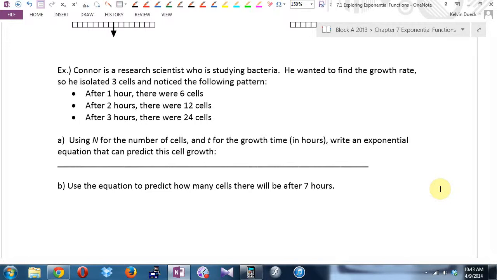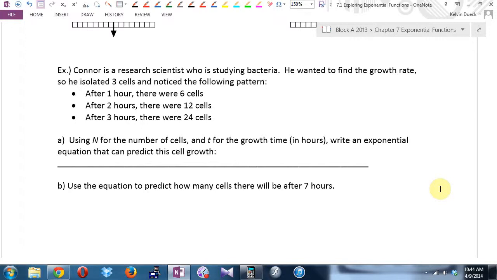So he isolated 3 cells, and he noticed the following pattern. After 1 hour, there were 6 cells. After 2 hours, there were 12 cells. After 3 hours, there were 24 cells. How many cells after 4 hours? Spot the pattern. 48? What's happening each time? Every hour, the cells are doing what?